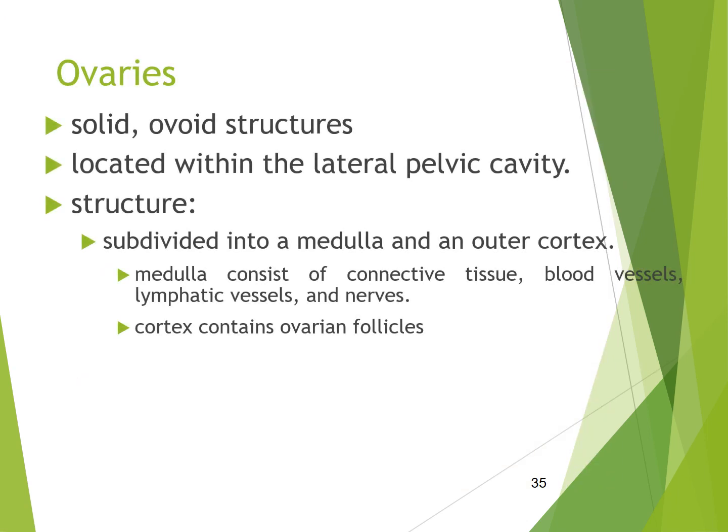The ovaries are solid ovoid structures. They're located in the lateral pelvic cavity. The ovaries are subdivided into a middle medulla and an outer cortex region. The medulla contains connective tissue, blood vessels, lymphatic vessels, and nerves. It's the cortex that contains the ovarian follicles. The follicles are the support structures that surround the oocytes.